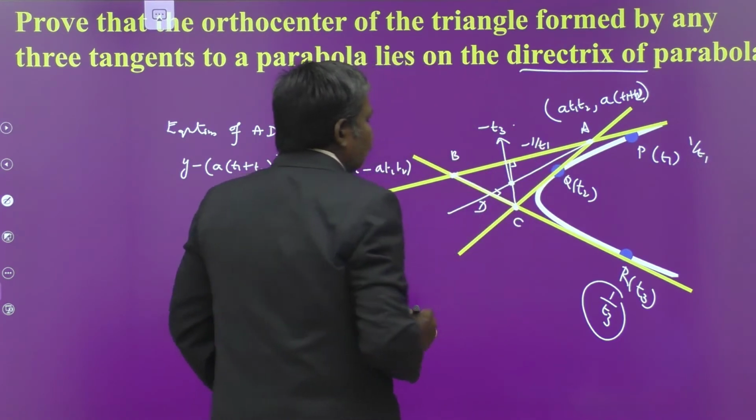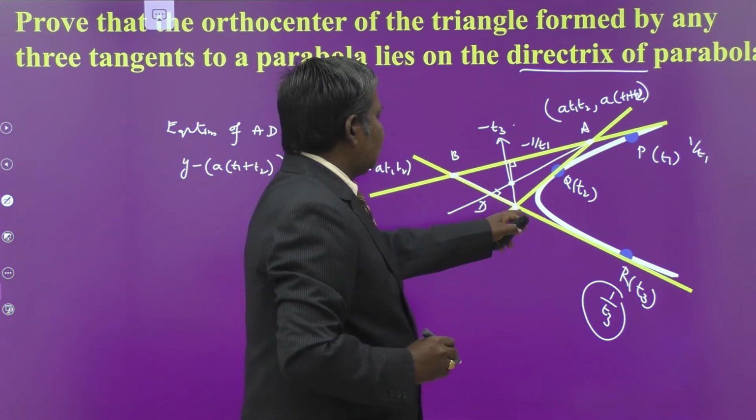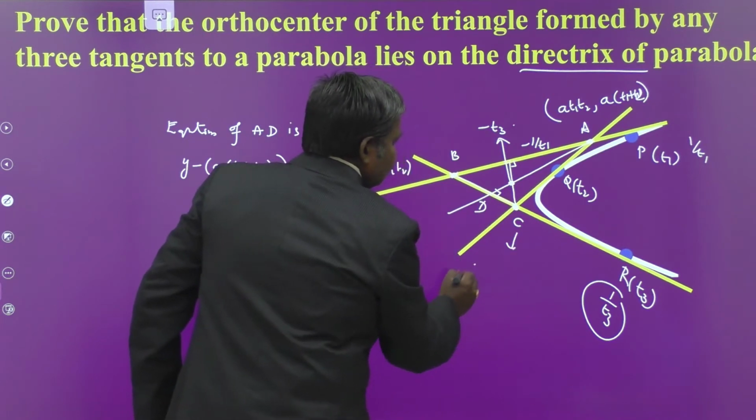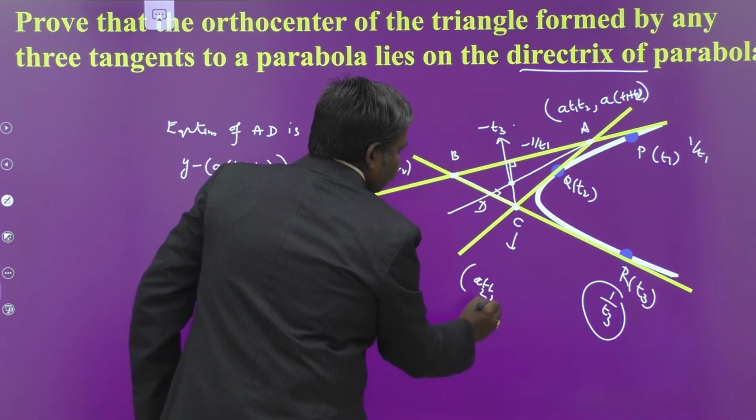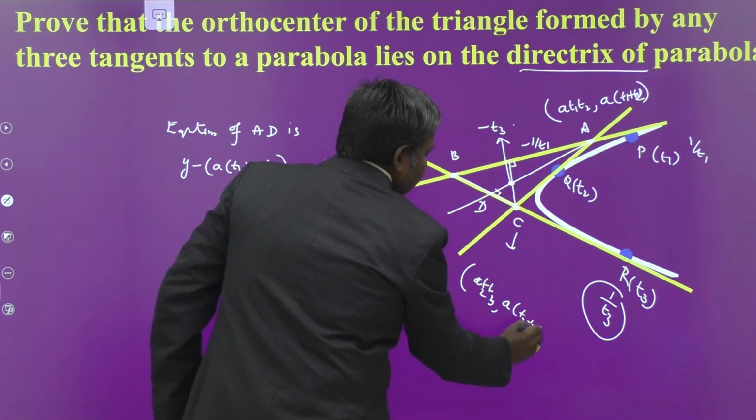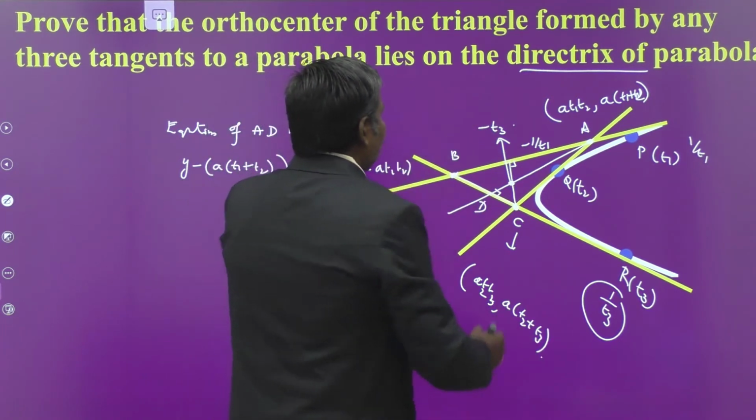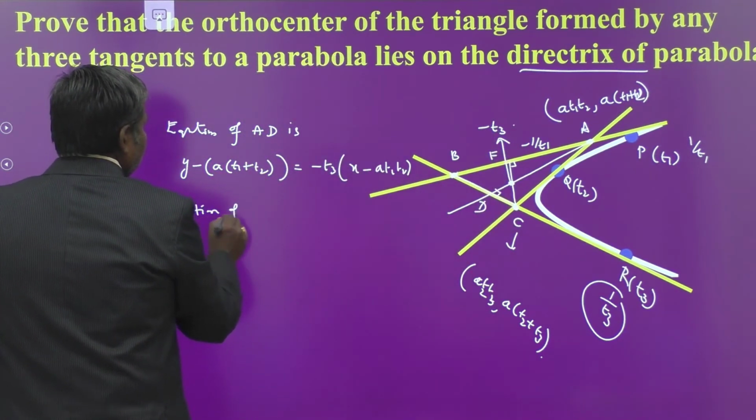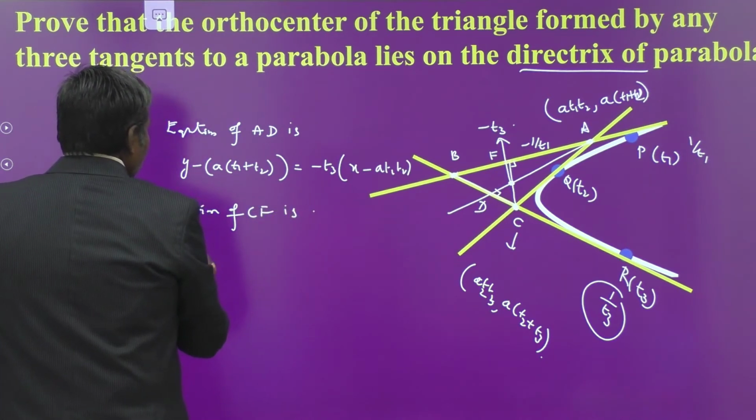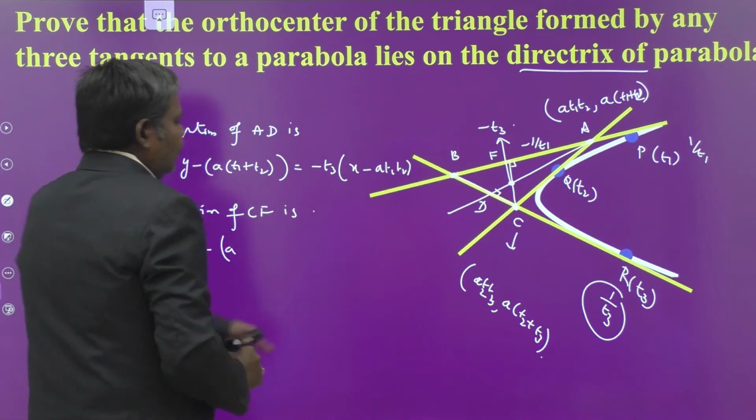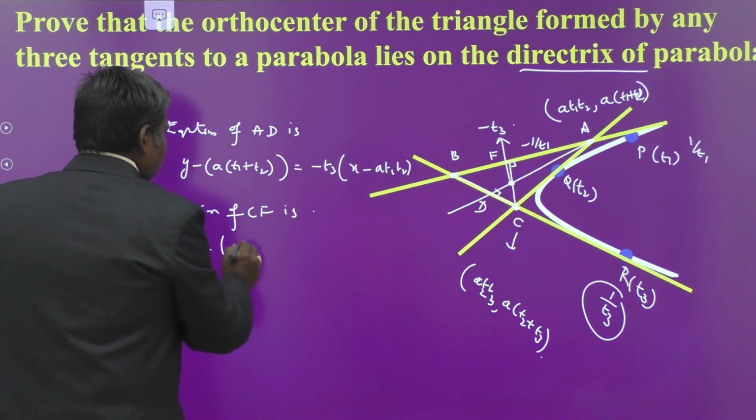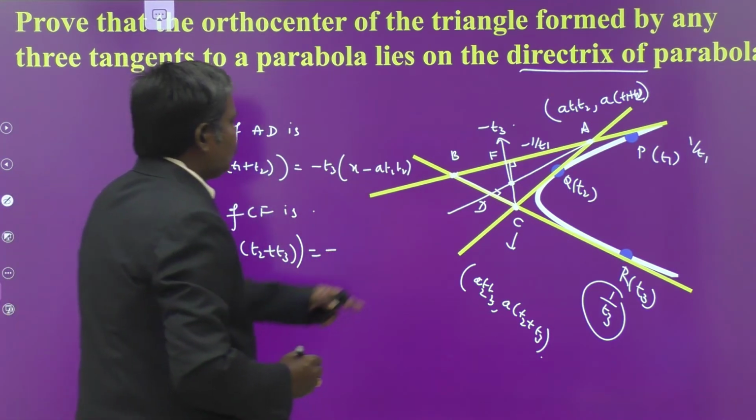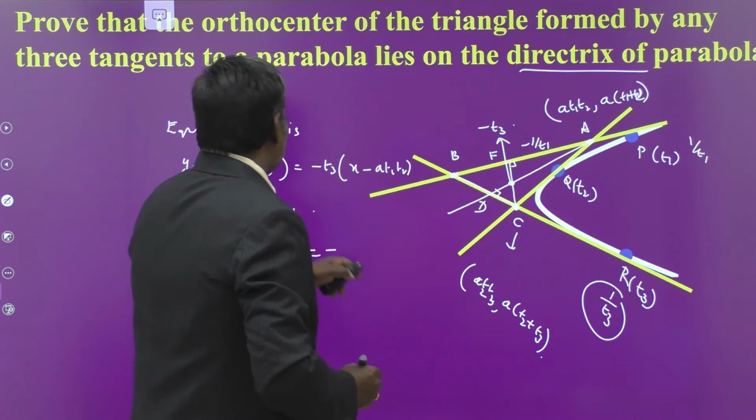What are the coordinates of the point of intersection C here? C is nothing but the point of intersection of tangents at T2 and T3. So the coordinates of C are A T2 T3 comma A into (T2 plus T3). So, can I write the other altitude or not? CF. So the equation of CF is y minus y1, where y1 means A into (T2 plus T3), equals minus T1 times (x minus A T2 T3). This is T1.